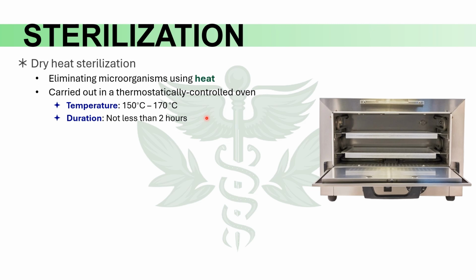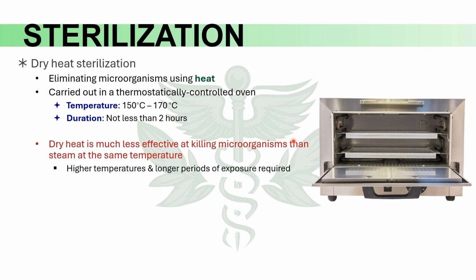The greater the temperature, the less time required will be to kill all the microorganisms. It is generally known that dry heat is much less effective at killing microorganisms than steam at the same temperature for several reasons. The most notable being that steam rapidly transfers heat as it condenses directly on the surface of the product to be sterilized, and the moisture in steam also helps in denaturation of essential proteins. Hence, to achieve the same efficiency as steam sterilization, higher temperatures and longer periods of exposure are required if we were to opt for dry heat sterilization.